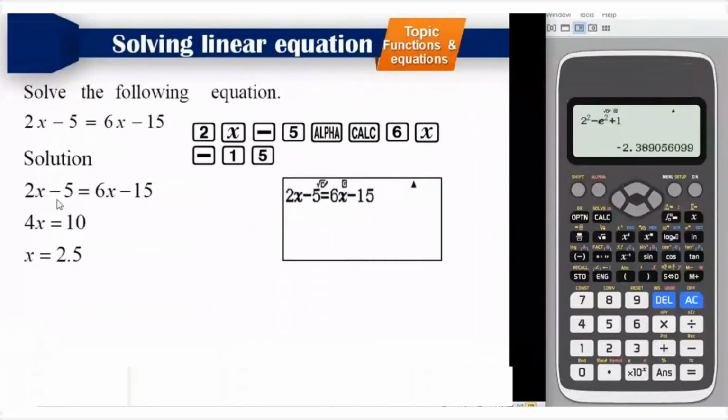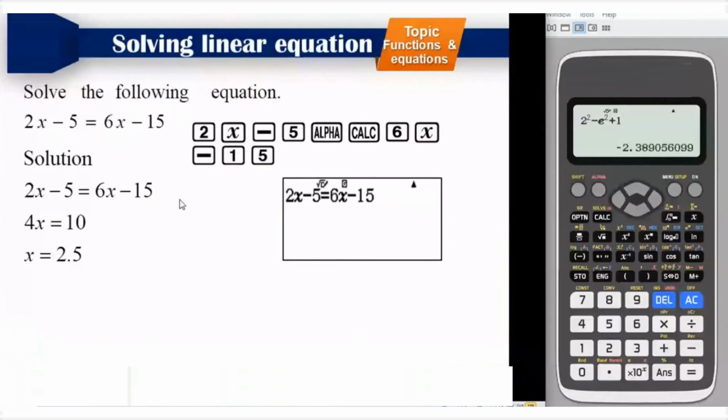All right, now look at this particular equation. Solve the following equation. Now this is 2x minus 5 equals 6x minus 15. We are now aware of the fact that these two expressions are linear. Both sides of the equals sign are linear, and hence we will only get one solution to this particular question.